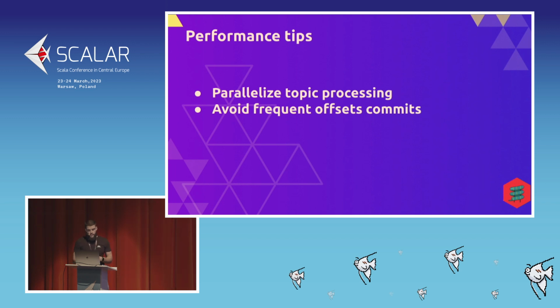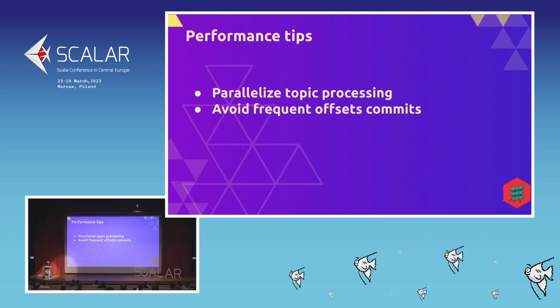We came to the final part of the talk. It will be really short, but I just wanted to share 2 easy tips that you can use to improve performance of your Kafka consumers. The first tip is how you can parallelize topic processing, and another one will explain why you should avoid frequent offset commits.